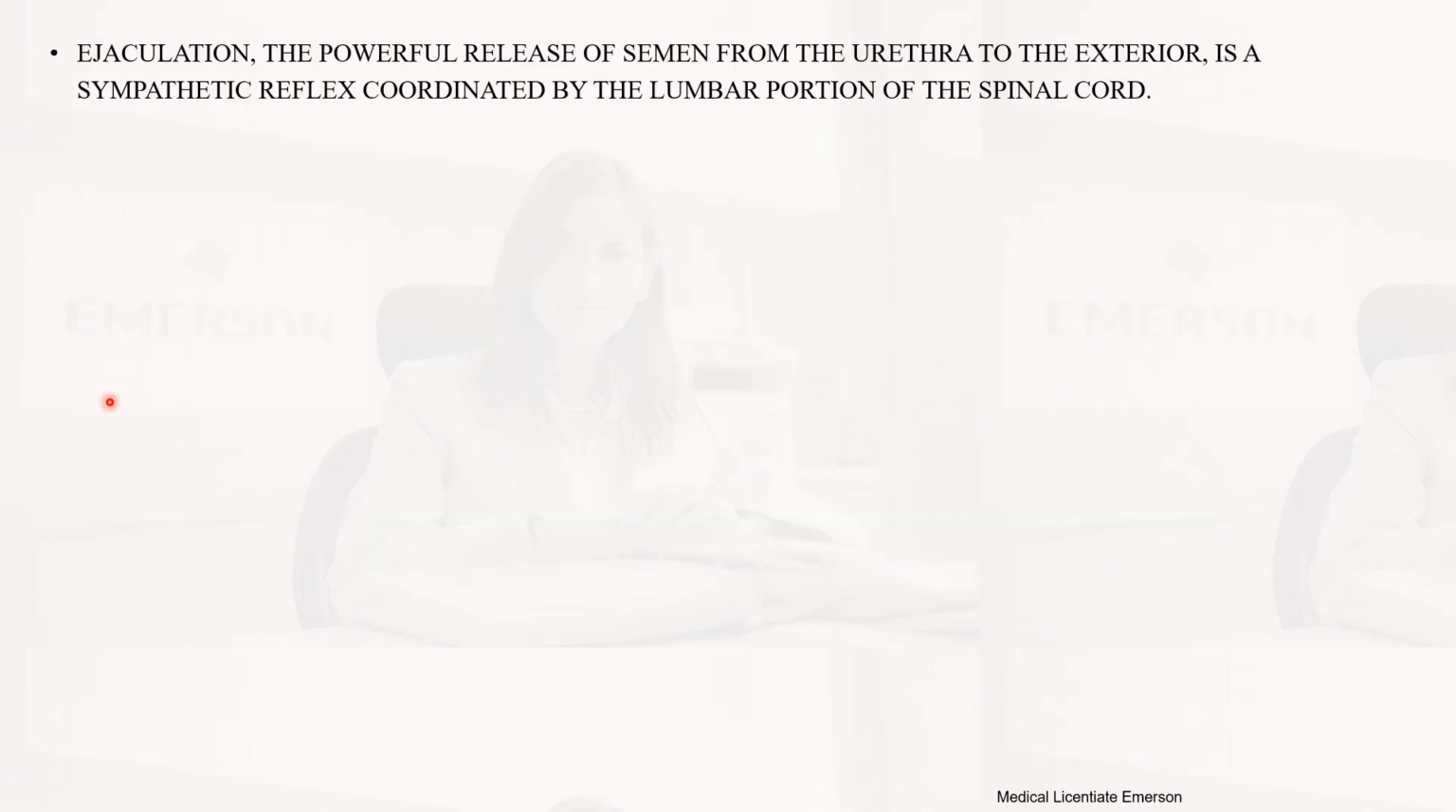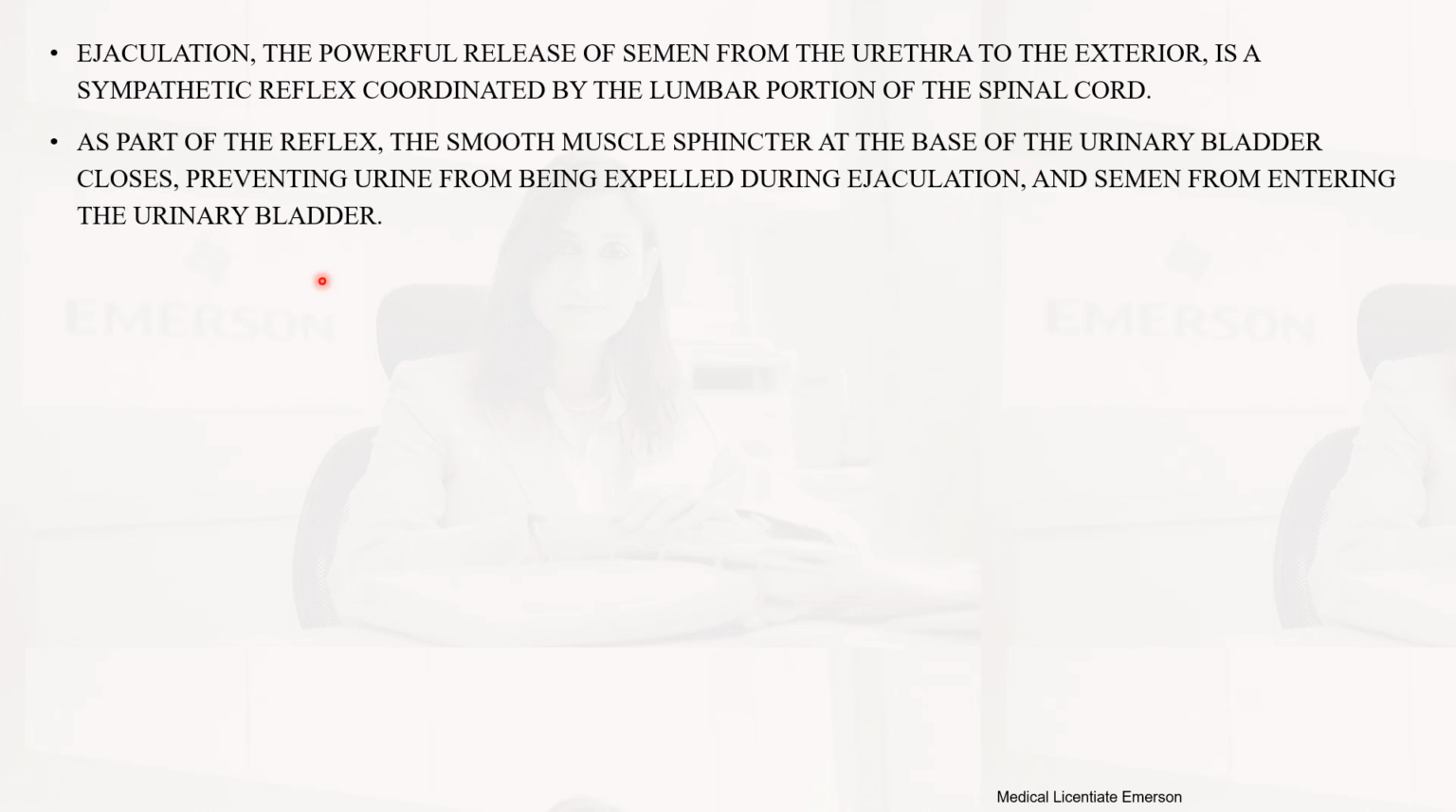Then ejaculation, which is of course the powerful release of semen from the urethra to the exterior, is a sympathetic reflex coordinated by the lumbar portion of the spinal cord. As part of the reflex, the smooth muscle sphincter at the base of the urinary bladder closes. This prevents urine from being expelled during ejaculation and the semen from entering the urinary bladder.